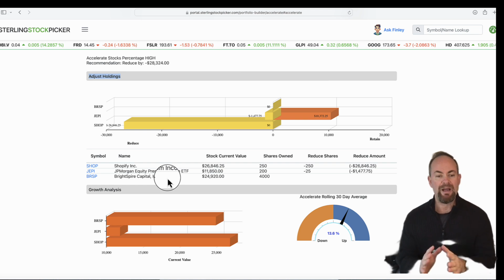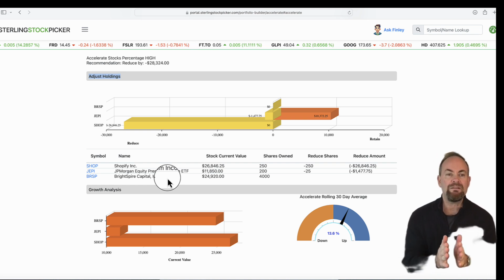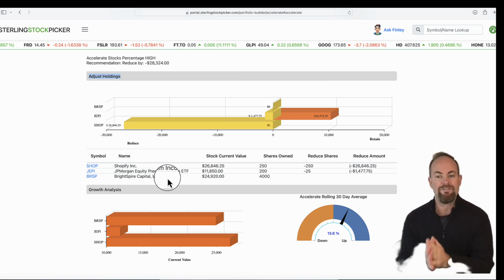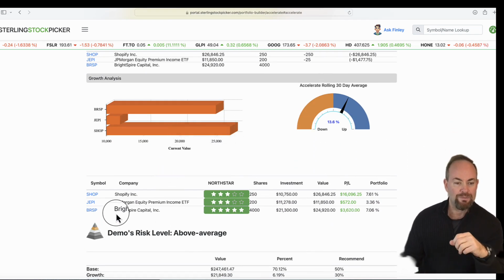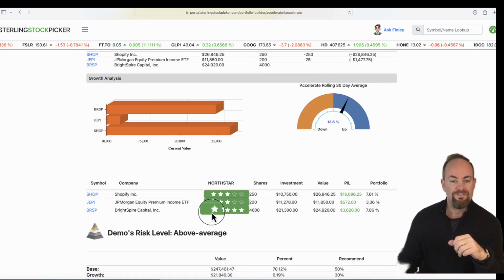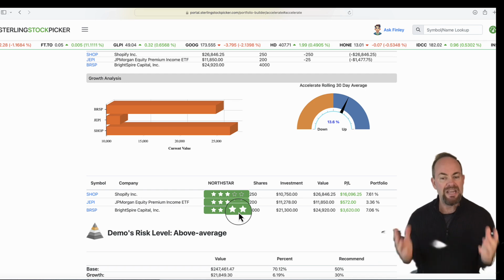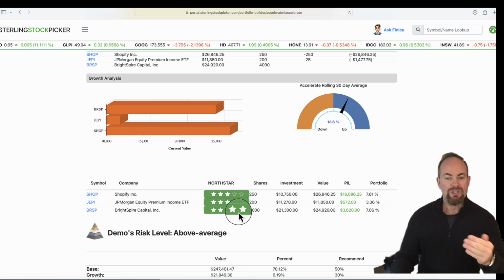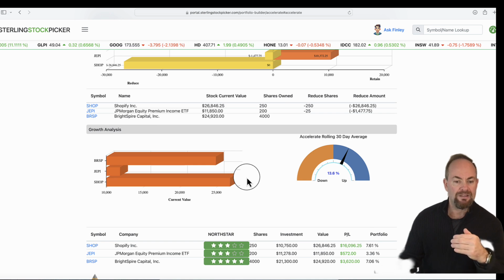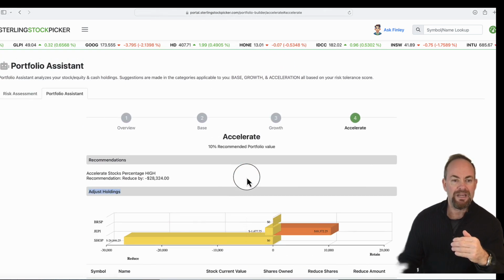How do we come about that information? We look at our ranking for each stock, and the highest stock, which is BrightSpire, 5 stars, obviously you keep that in your portfolio. You don't have to reduce it. So you just go through and look at what our recommendations are.